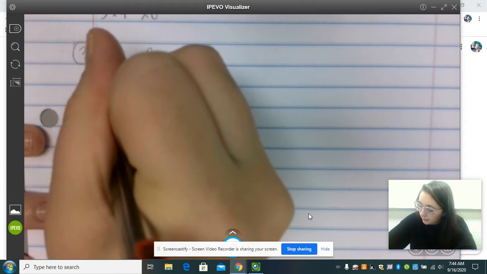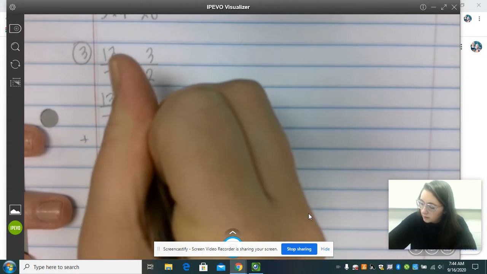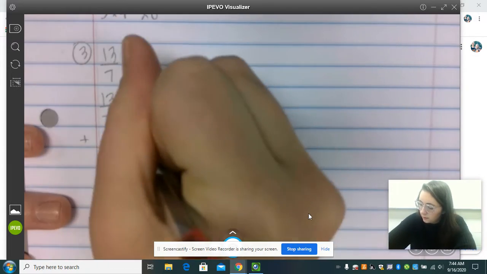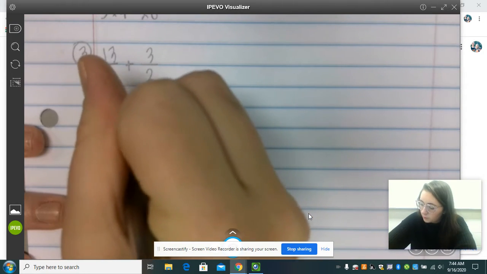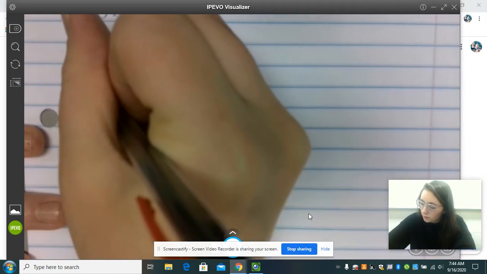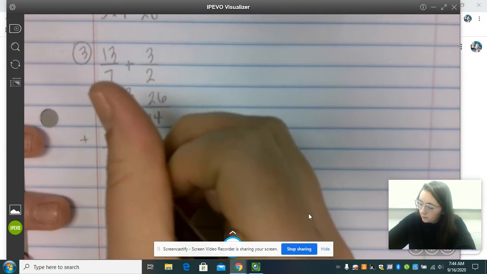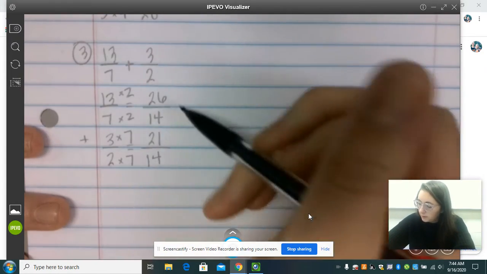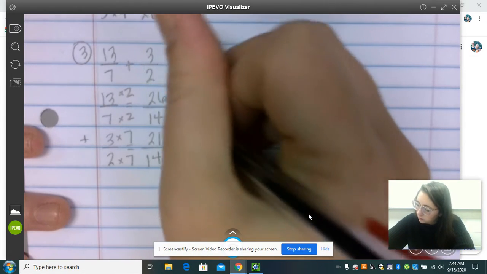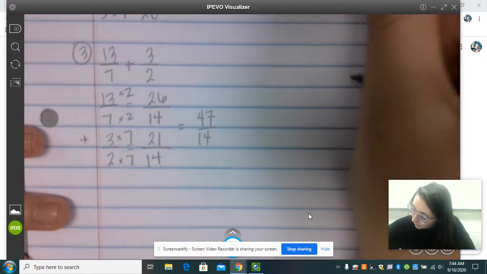So I'm going to rewrite it like I always do. Okay, because when we're having to change denominators, this is just easier. My least common multiple between 7 and 2 is going to be 14. From 2 to 14, I have to multiply by 7. From 7 to 14, I have to multiply by 2. So here, 13 times 2 is going to give me 26. And 3 times 7 is going to give me 21. When I add these together, I am going to get 47/14. Okay, so I'm going to have to use my long division.